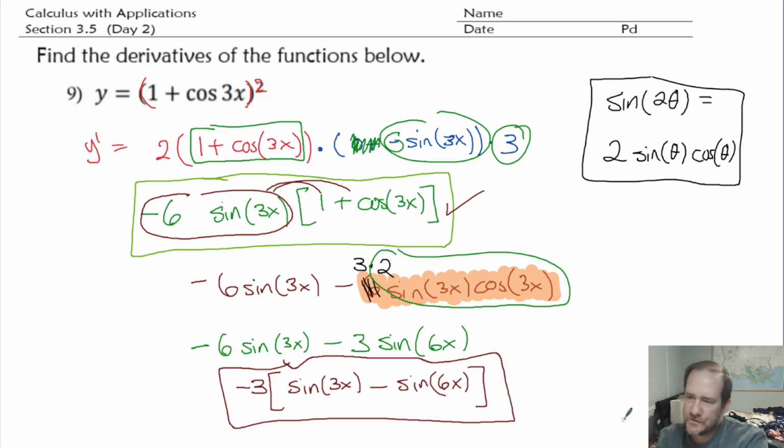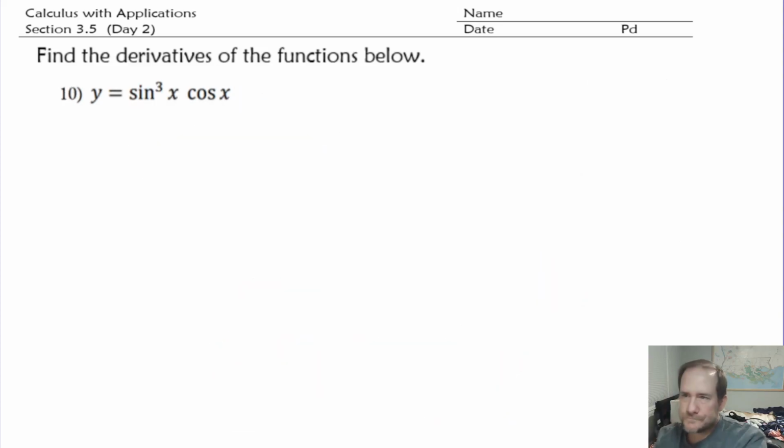Oh, actually I screwed it up, didn't I? There should be a factor of 2 here. If I factor a 3 out of the 6, I still have a factor of 2. Okay, whatever. That's 9, doing 10. Okay, 10. So 10 is interesting.